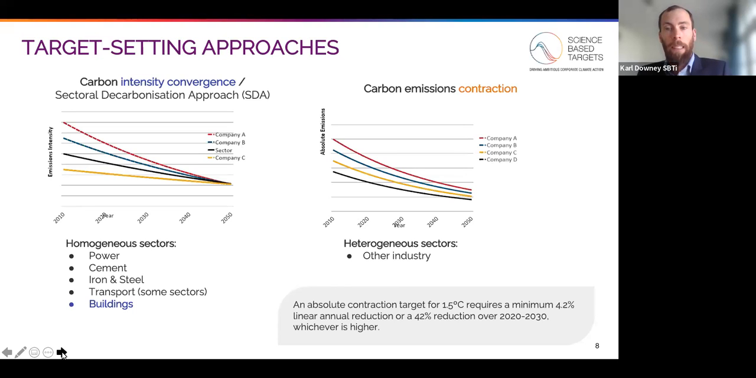Then the other method on the right is used for all other sectors or all other emission sources, and it's called the cross-sector absolute reduction method. It expects all companies to reduce emissions at the same linear annual rate.